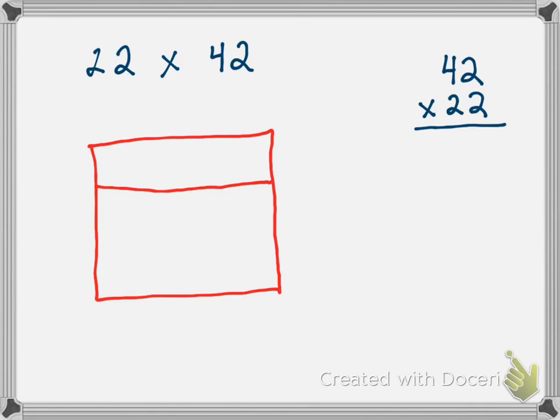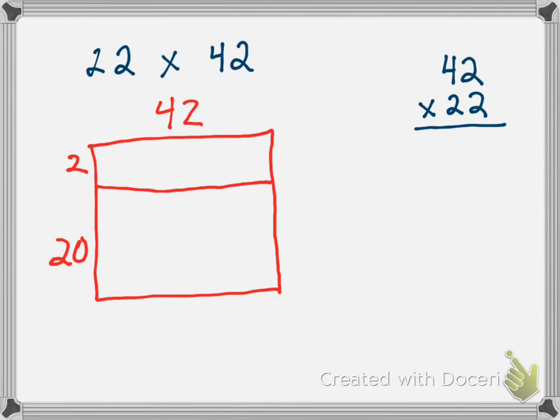Our first problem is going to be 22 times 42. And we're going to be looking at it both ways. We're going to show this using this area model here. And we are going to place 20 down here and 2 up here. And we'll place 42 on the top.